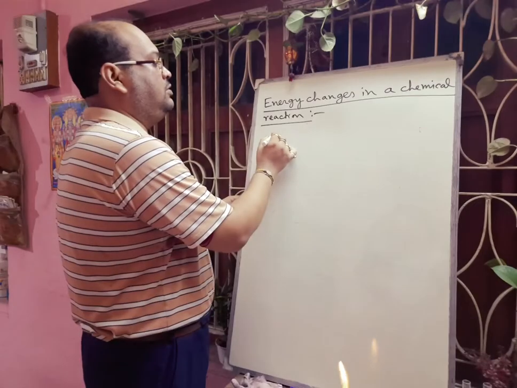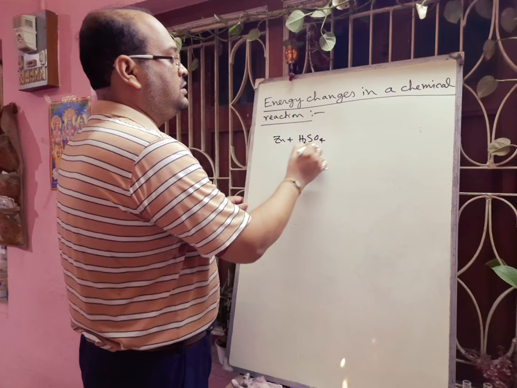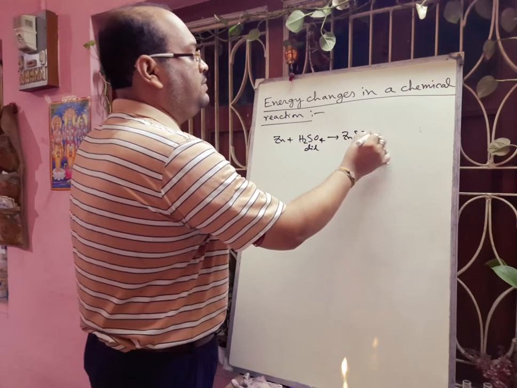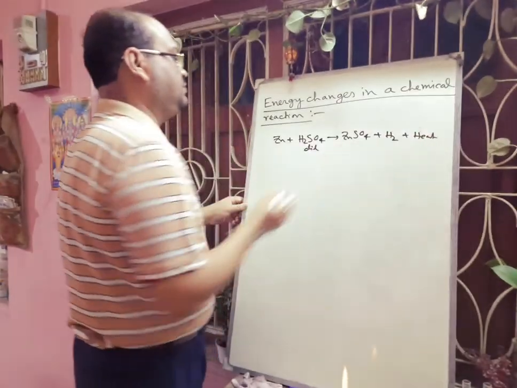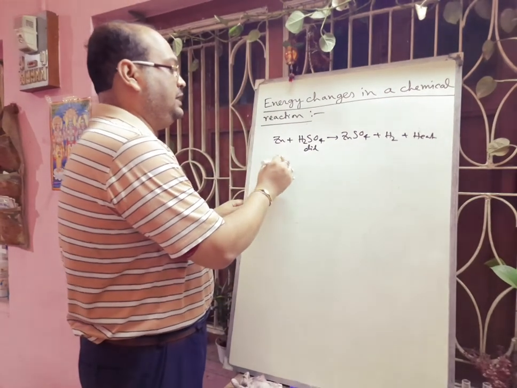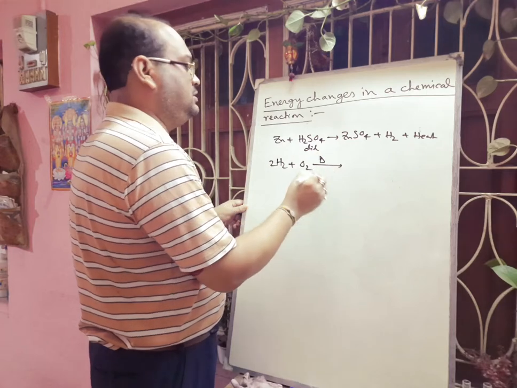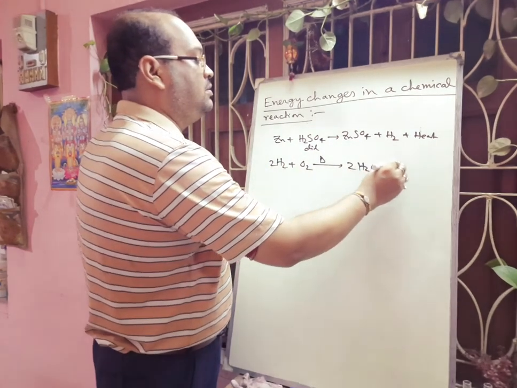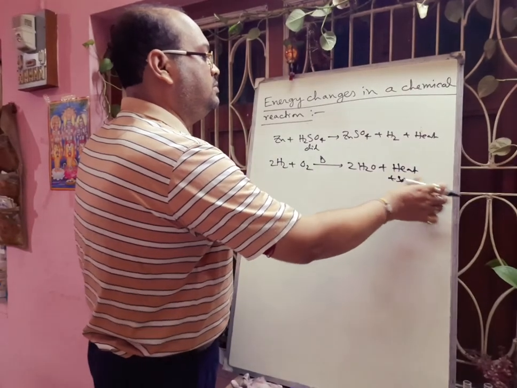So first what we are doing, zinc is reacting with dilute sulfuric acid, and this is also an exothermic reaction. Heat is produced, with formation of zinc sulfate and hydrogen gas, plus heat. And next we are reacting this hydrogen gas with oxygen gas, and we are burning it. It is producing water, plus heat, plus sound is also formed, the pop sound.